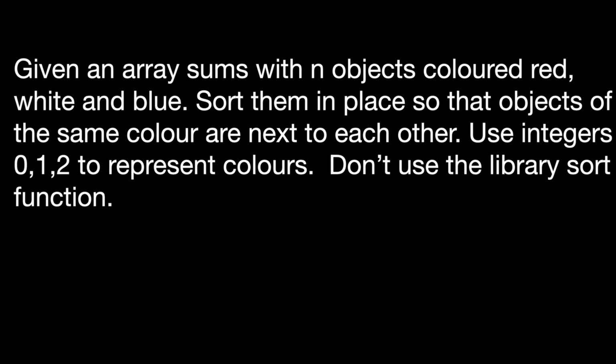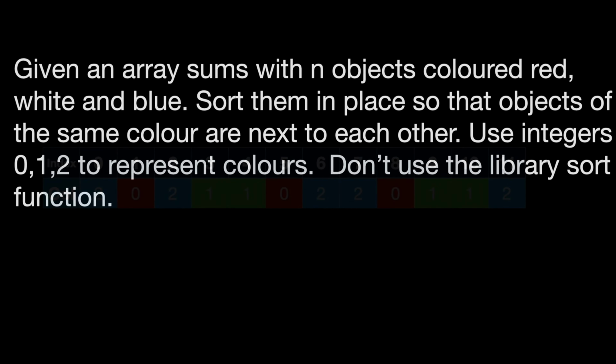You're given an array of nums with n objects colored red, white, and blue. Sort them in place so that the objects of the same color are next to each other. Use integers 0, 1, 2 to represent the colors. Don't use the library sort function, right? Pretty straightforward. Let's get to it.